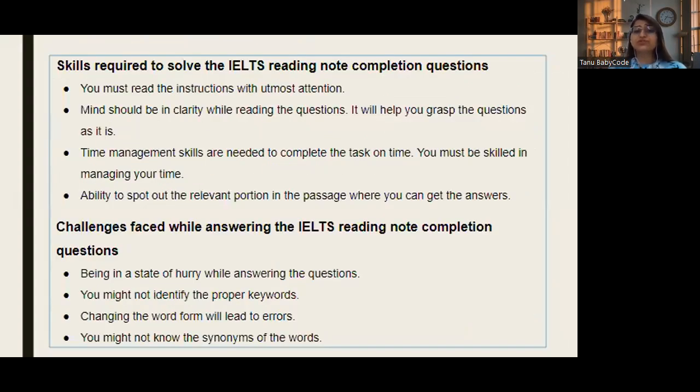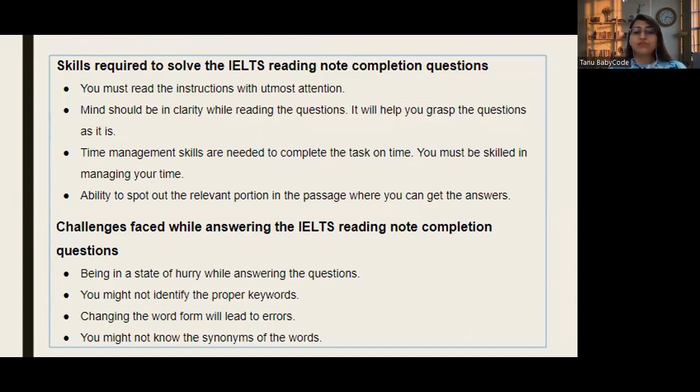What skills you need is that you must read the instructions carefully. Once you are reading the questions, keep in mind that you need time management skills, because these questions do take a lot of time. You also need the ability to spot the relevant portion of your information, that means are you able to look at the required information or not. Now, what are the challenges you are going to face?